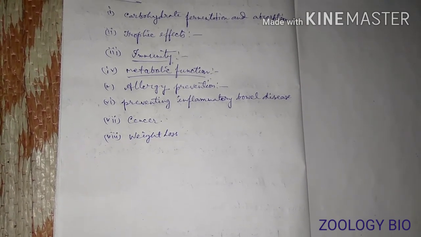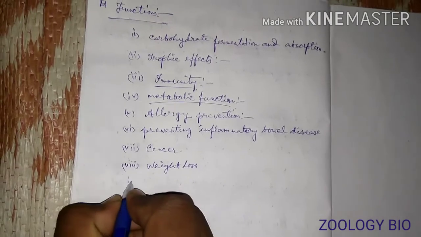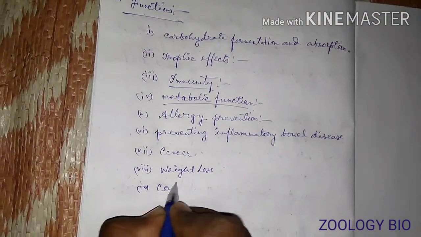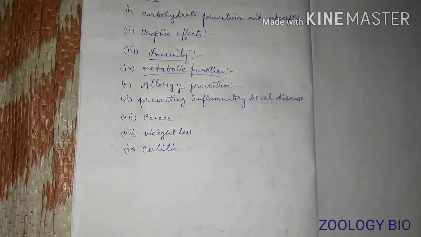And next, the qualities. It has been suggested that commensal bacteria are responsible for the development of qualities.